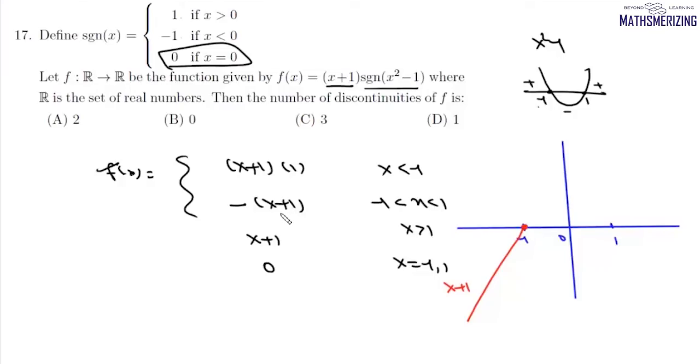Now here also this value is 0. And at 1 this value is minus 2. Now value at 1 is 0. At 1 positive this value is 2. So that is the graph of f(x).